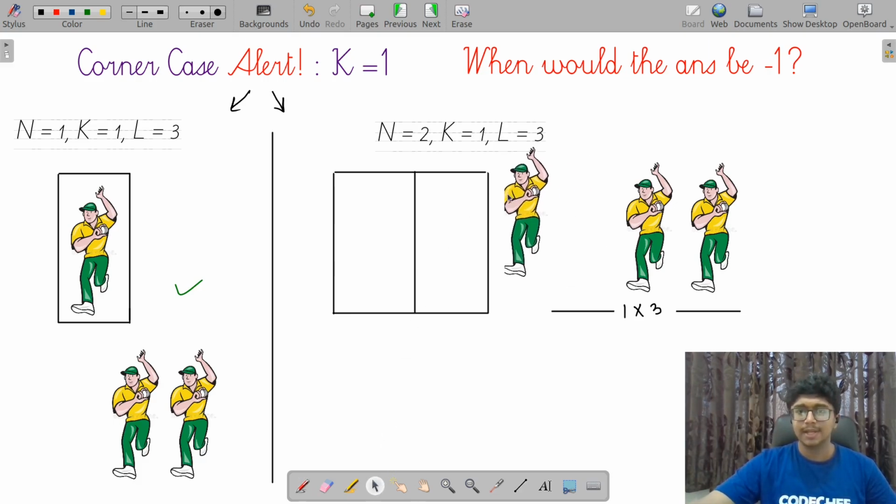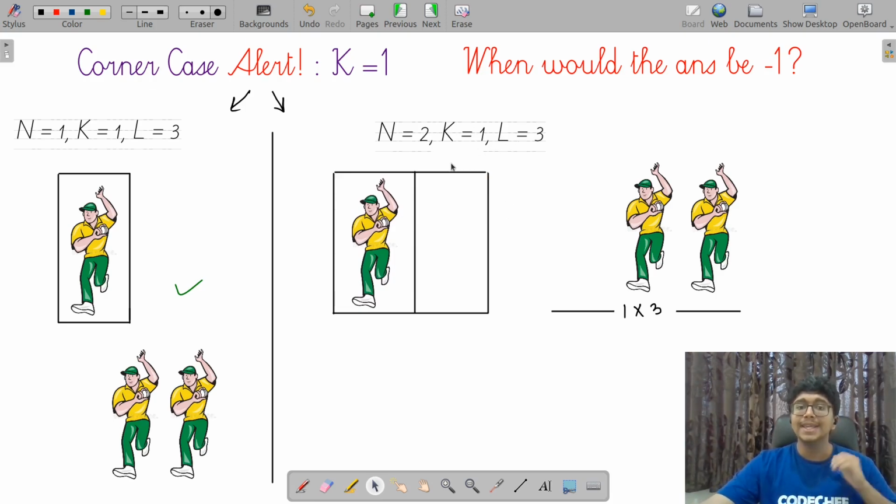So definitely I would assign this bowler the first over, but since I have only 1 over, I cannot give the second over to this same bowler because that will violate the constraint given in the problem. So this over cannot be bowled by this bowler, and hence I cannot have a valid assignment in this scenario when k equal to 1 and n is greater than 1. So I cannot have an answer over here, and I will be printing -1 in this case.